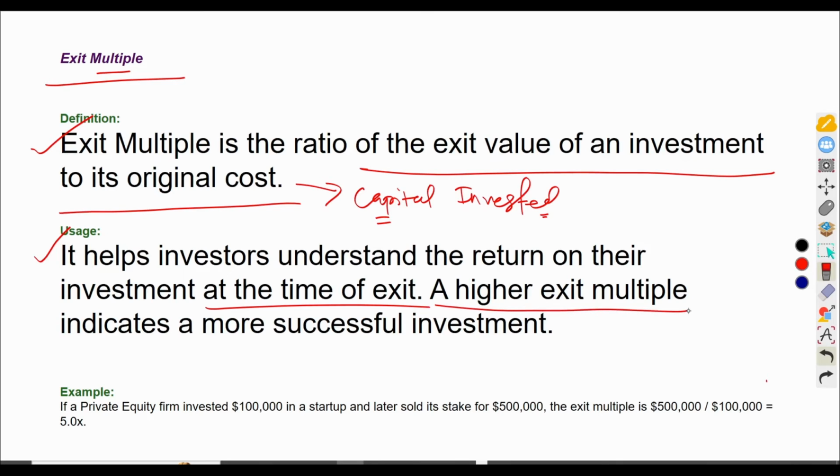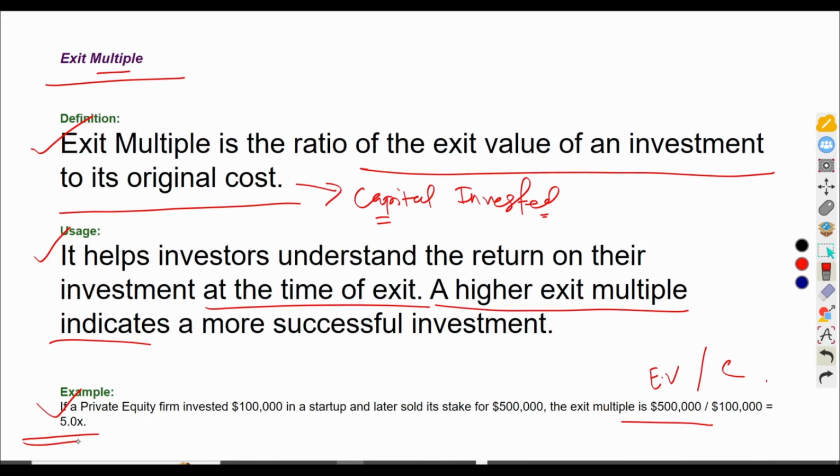A higher exit multiple indicates a more successful investment. So if you have a higher multiple, let's say 6x, 7x, 10x, 100x, it seems like you have a more successful investment. For example, if a private equity firm invested $100k in startups, and later sold its stakes for 500k, the exit multiple is simple: exit value divided by capital. Whatever your result is becomes your exit multiple. In this case, 5.0x becomes the exit multiple.